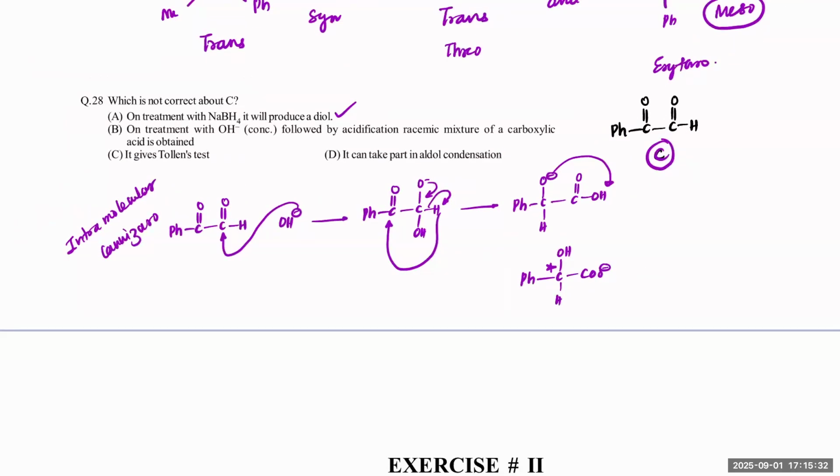On treatment with OH minus followed by this one, you will get this carboxylic acid, which is true. Next, it gives Tollens test. That is also true because it is an aldehyde. Basically, it is an aldehyde form, so it has to give Tollens test. It can take part in aldol condensation. No, because there is no alpha hydrogen. Here, is there any alpha hydrogen? No. So, no alpha hydrogen, hence no aldol condensation will take place.